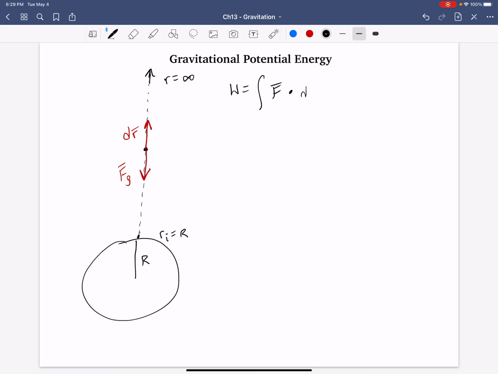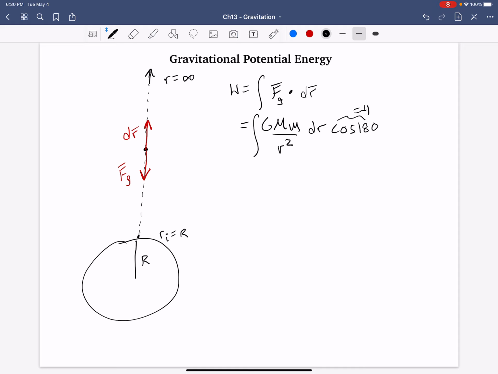The integral of F dot dr, that's always work. In this case, the force is the force of gravity, and that has a magnitude we now know as G M m over r squared, r being whatever distance it is from the center of mass of that object to the center of mass of the planet. And dr has just the magnitude of that integral. Since it's a dot product, we have to have the cosine of the angle in between. Well, that's just 180, and so that gives us a -1.